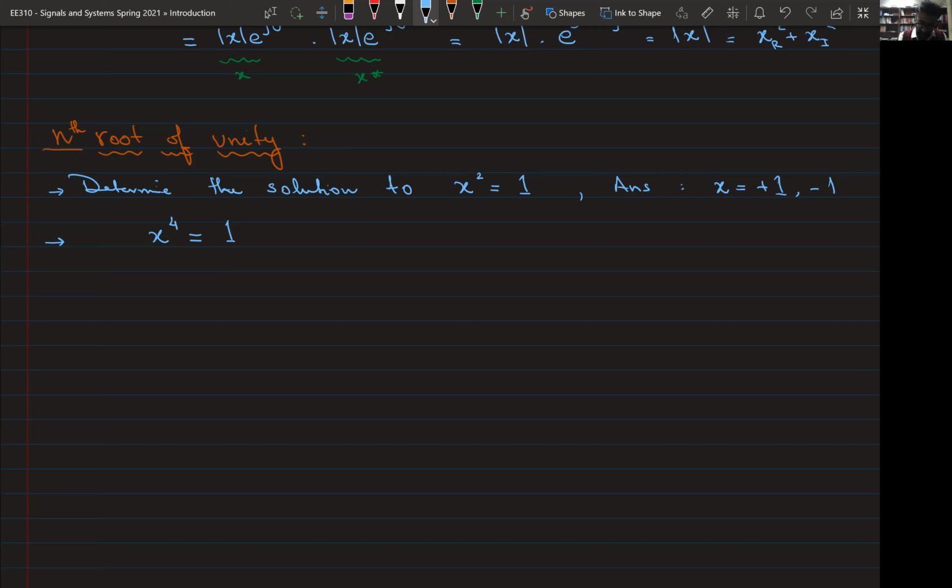So we know that e raised to power j 2 pi times k is equal to 1 for any integer k, right? इसमें तो कोई मसला नहीं किसी को.